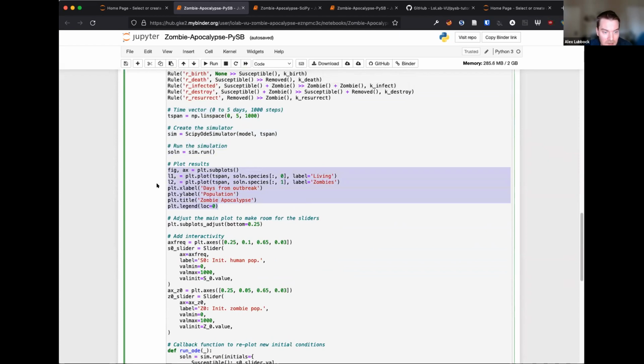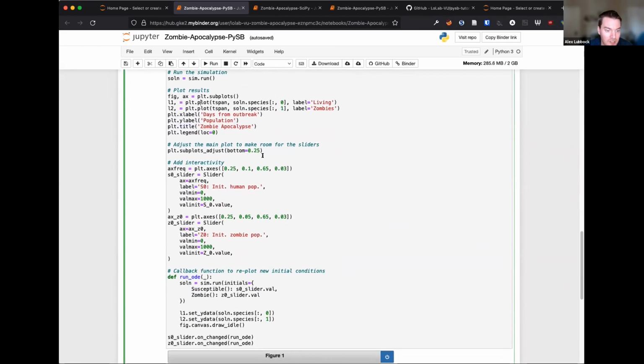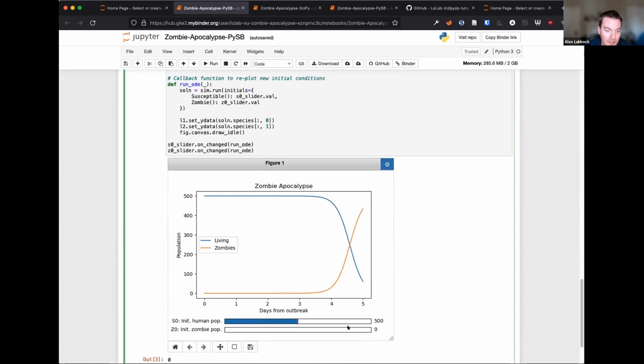Unless you're going to be using Python, you probably don't need to know this in too much detail, but essentially this is just creating a plot. We've got 2 lines on the plot, one for the living and one for the zombies, and an x-axis label, y-axis label, and a title. And that's pretty much it. All of this is just to make this plot interactive and adjust these sliders so you can change the initial population.